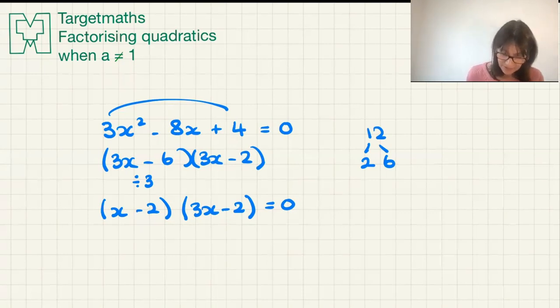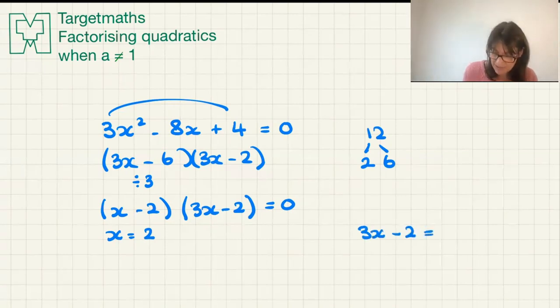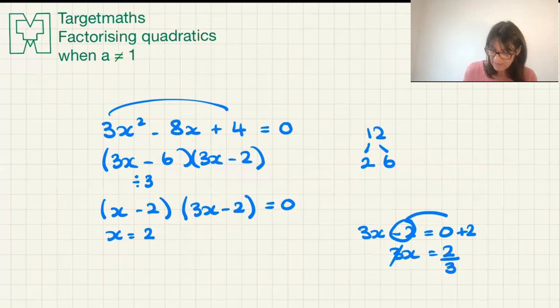So the solutions: x is going to equal 2. Opposite sign, same digit, x equals 2. That's easy. But when we look at this one, there's a little bit more going on, so I'm going to show this one separately. 3x minus 2, I want that to equal 0. So if I use my hopping method, I will end up with 3x equaling 2. And then when I divide through by 3, x has got to equal 2/3.